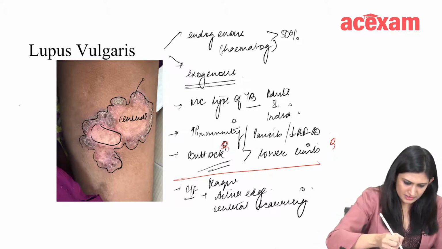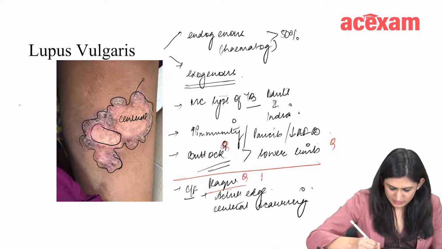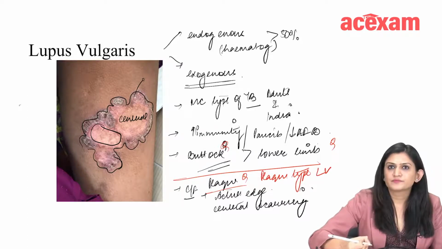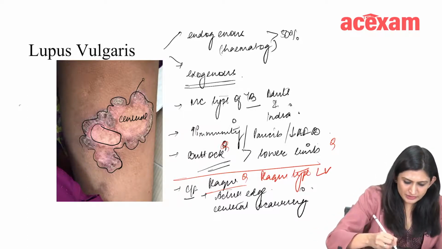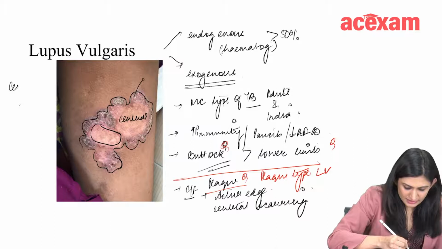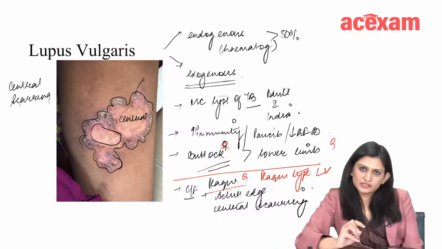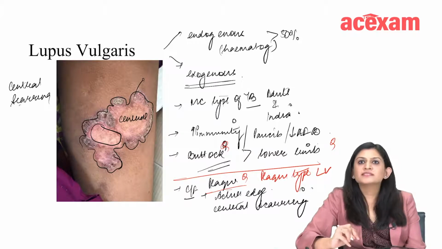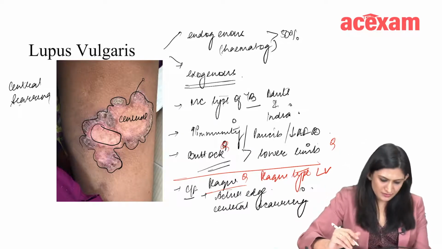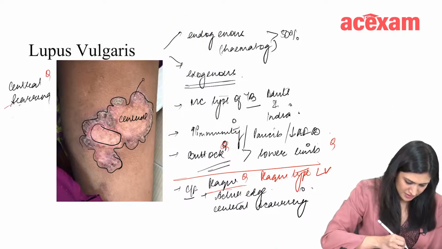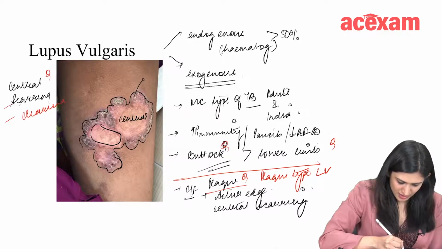Okay, hence, because it's a plaque, it is also known as plaque type lupus vulgaris. Okay, so now many times questions come on these aspects. So this, as we just discussed, is central scarring. Central clearing is seen in tinea infections, okay, which is a fungal infection, and central crusting is seen in leishmaniasis. Okay, so these are the questions that are commonly asked. Central scarring, clearing, and crusting.